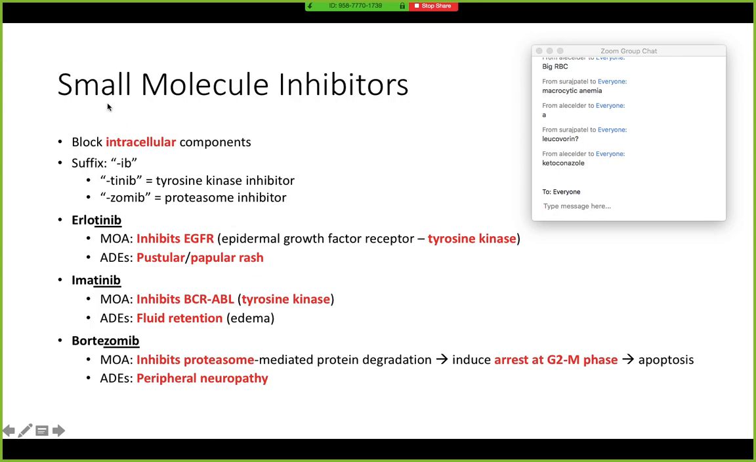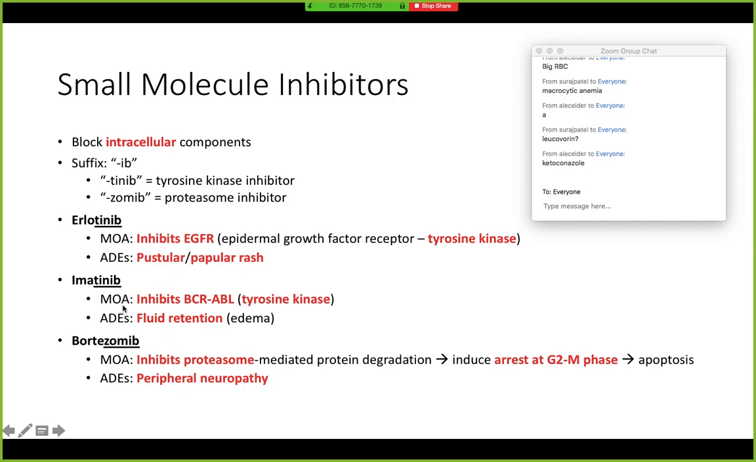Your small molecule inhibitors block intracellular components. So your TNIBs are your tyrosine kinase inhibitors, and then the ZOMIBs are your proteasome inhibitors. So if you have the brain space for this exam and you can remember these suffixes, if you're ever asked about the mechanism of action, if you know what the suffixes mean, that could really be a lot of help for you.